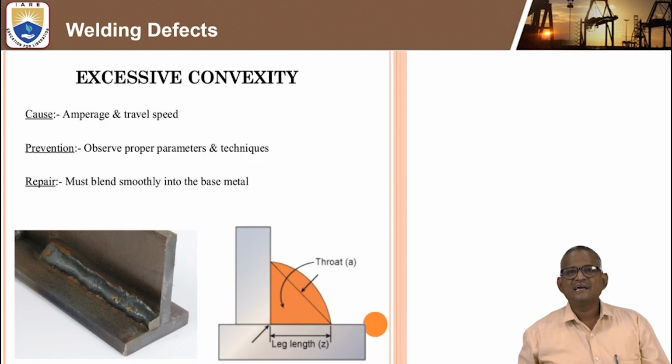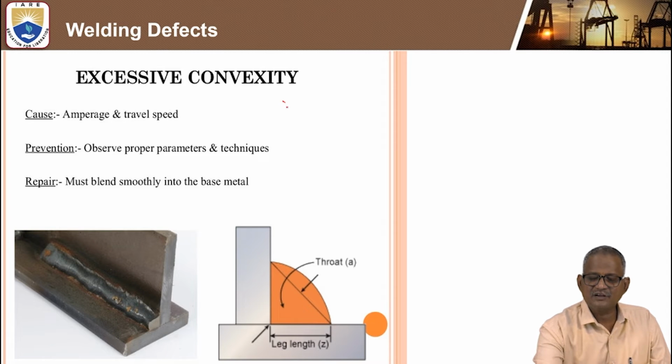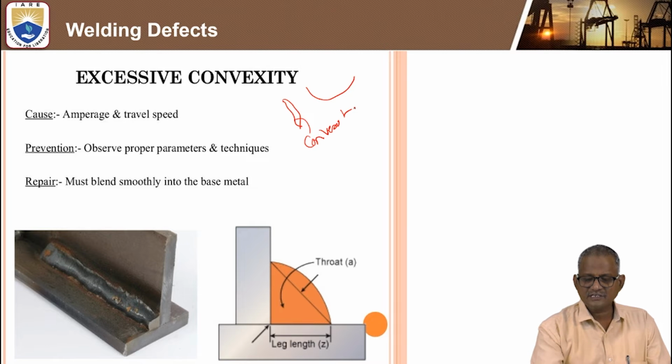Next, let us see another defect, excessive convexity. The term itself, convexity. So this is called convex. Concave means it will come like this, okay. This is convexity. Here you can see in the 2D diagram there will be a length and a vertical. This is one plate workpiece. This is another workpiece. How will we join?